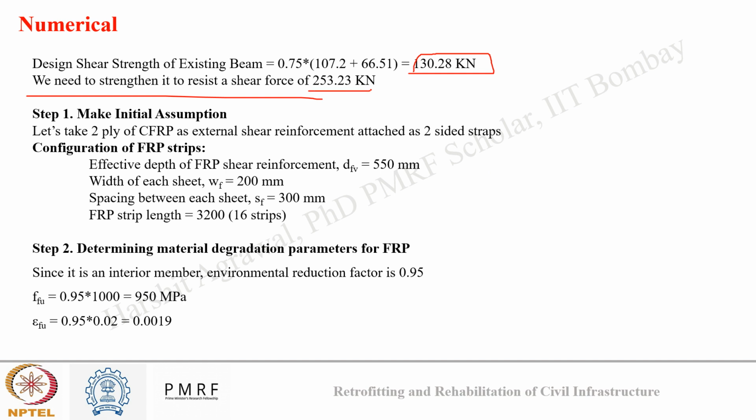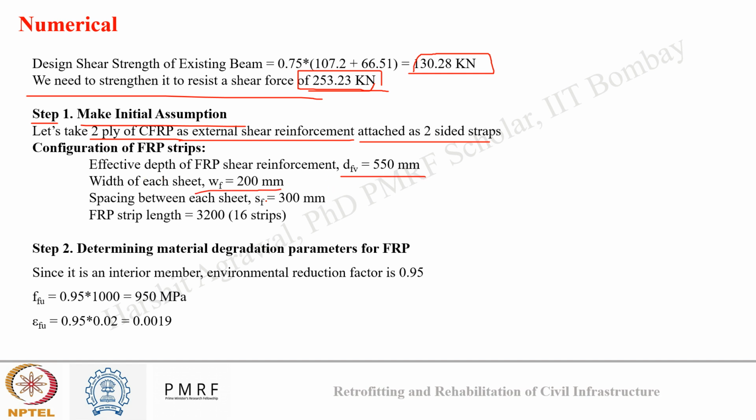Okay. Now, how much do I need to strengthen? I need to strengthen so that it can resist this amount of shear. Okay, so let's start. Step one will be to make the initial assumptions. So I have taken two plies of CFRP as external shear reinforcement attached at two-sided strip that was chosen by the consultant. So the effective depth is 550 mm as we saw in the last question.